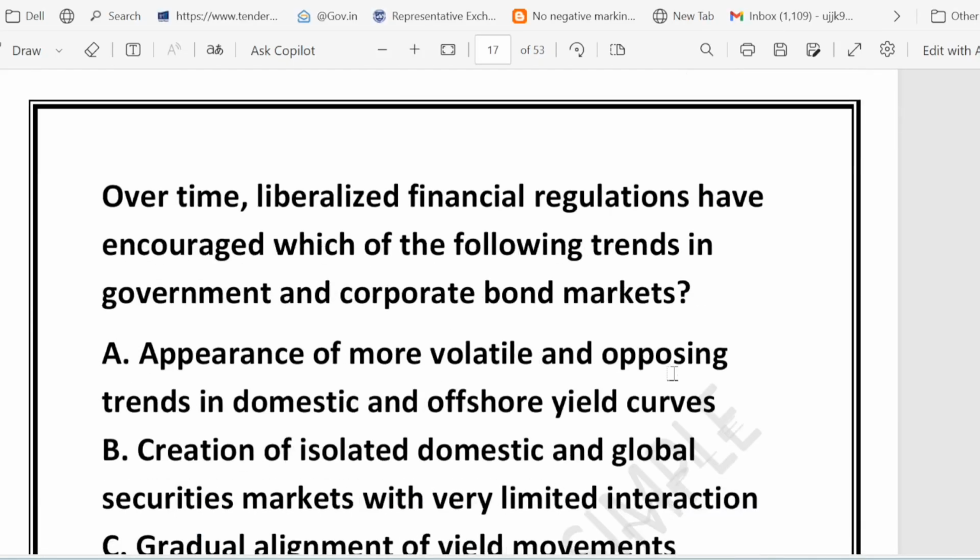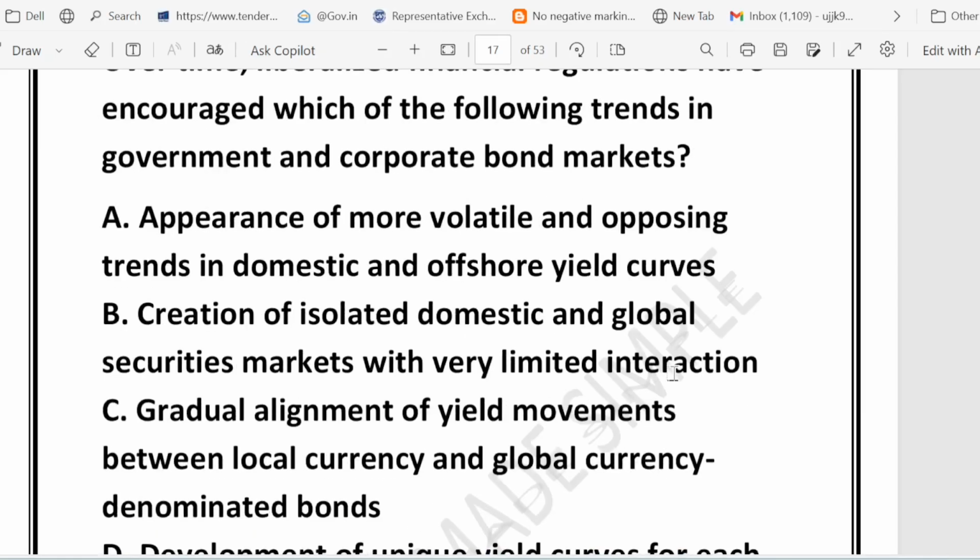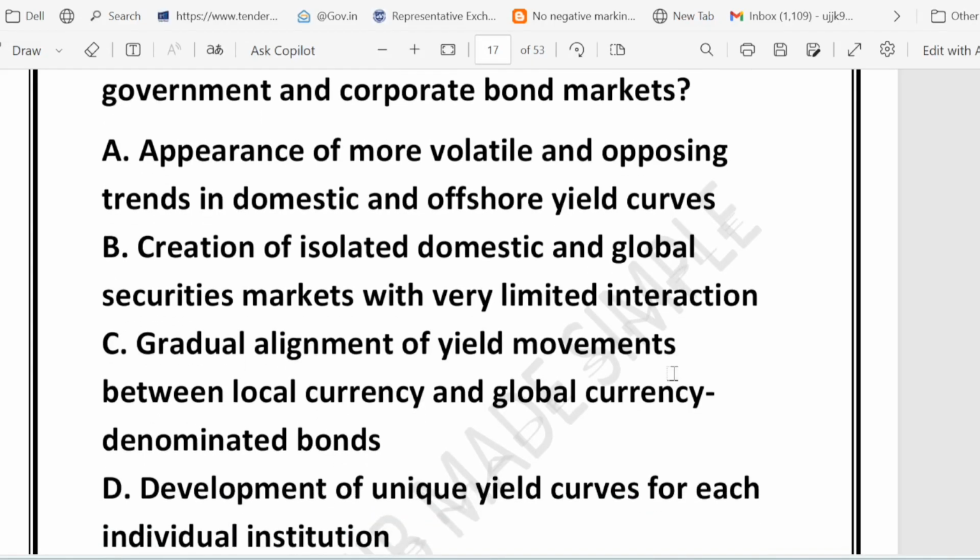Now friends, let's have a look at the second question. The question is, over time, liberalized financial regulation has encouraged which of the following trends in government and corporate bond markets? Option A, appearance of more volatile and opposing trends in domestic and offshore yield curves. Option B, creation of isolated domestic and global security markets with very limited interaction. Option C, gradual alignment of yield movements between local currency and global currency denominated bonds. Option D, development of a unique yield curve for each individual institution.